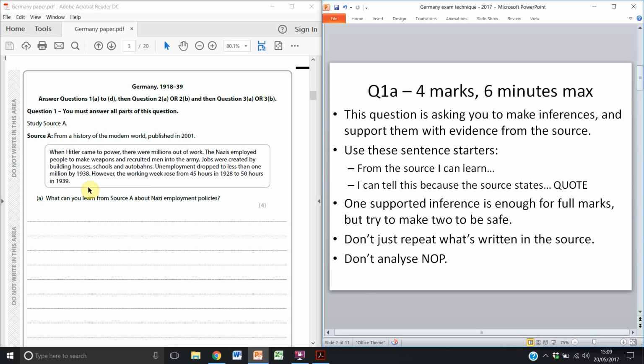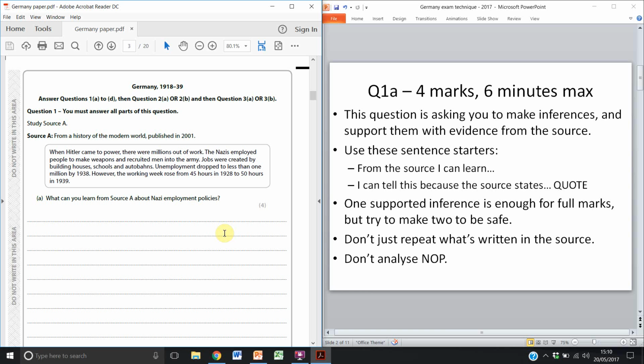It will be a written source, and then the question itself is underneath the source. It will say, what can you learn from source A about? Now, if we have a look at the example from last year, it's saying, what can you learn from source A about Nazi employment policies? Obviously, this year, the focus of the question and the source itself will be completely different.